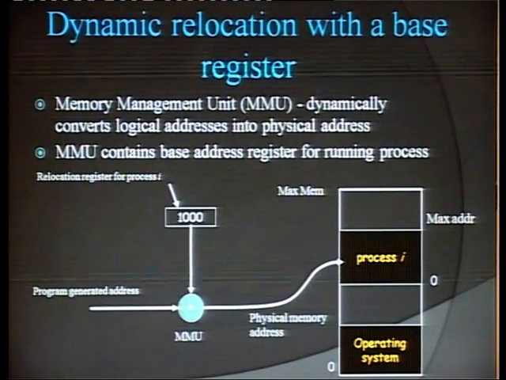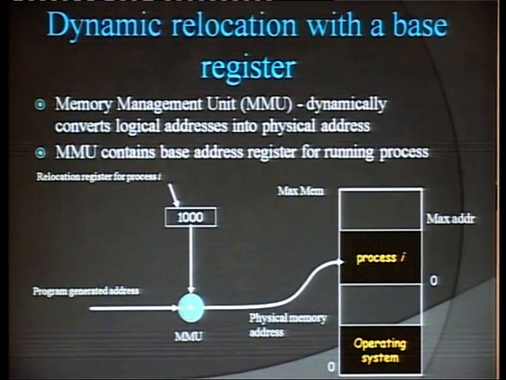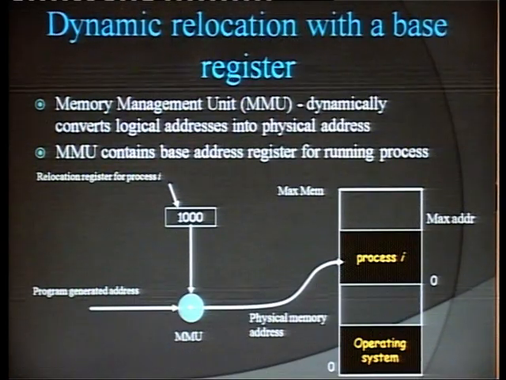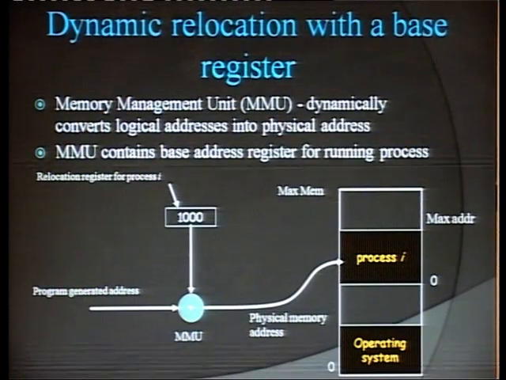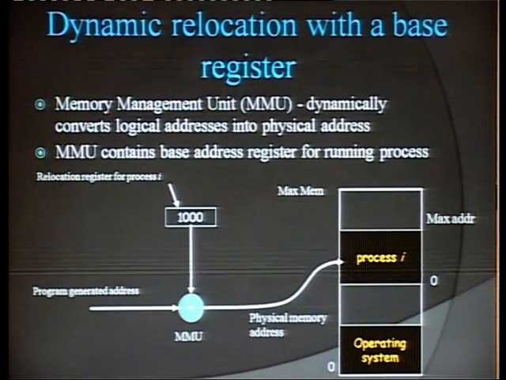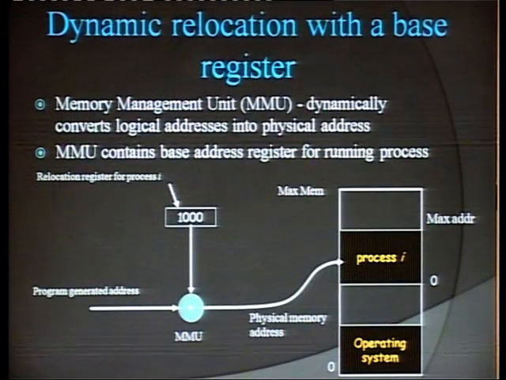Dynamic relocation with the base address. Actually, we are finding a physical address in memory. There are very different ways to find a physical address in main memory, like fixed partition and dynamic partition. So in dynamic partition, how do we locate our physical address?